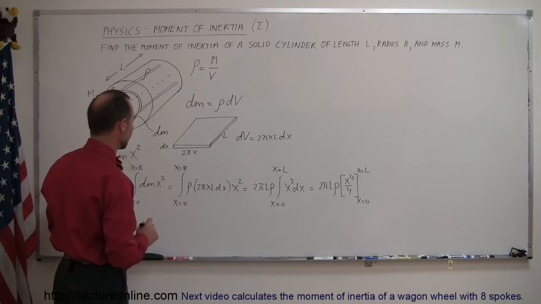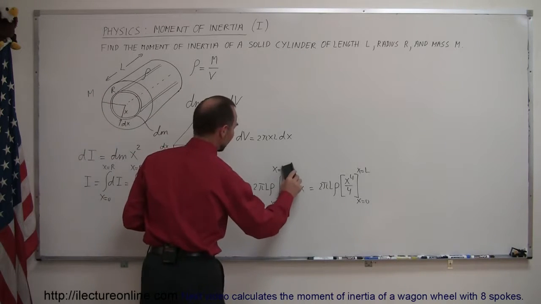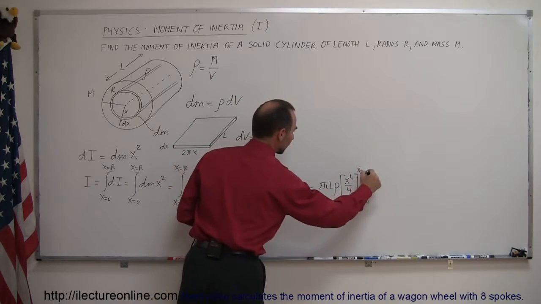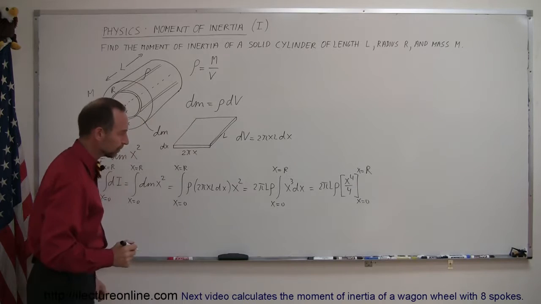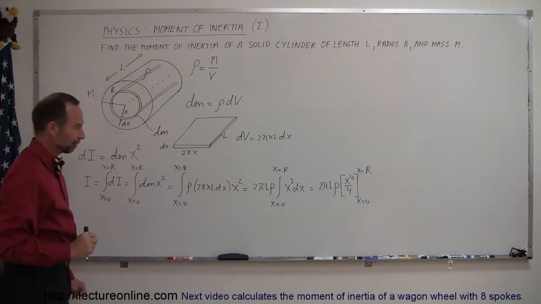Did I say L? No, I don't want L. I'm integrating from 0 to r, not to L. I don't want the length. This has to be r. So from x equals 0 to x equals r, like that. That's better. I'm integrating along the radius, not along the length of the cylinder.